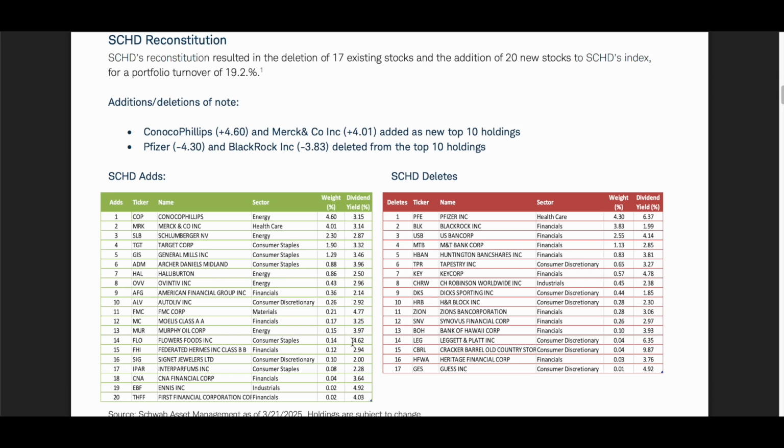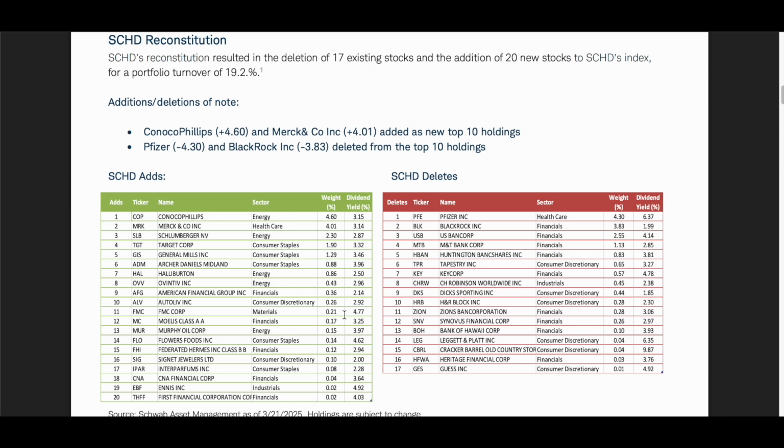Even some of the bigger dividend yields, FMC Corp at a 4.77% dividend yield, that only makes up just 0.21% of this fund, so not very big at all. So it's getting a pretty big dividend yield, but there's probably a reason why it's such a small portion of the fund, right?